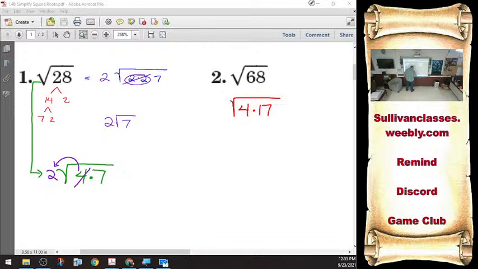What is the square root of 4? So, square root of 4 is 2. I take a 2 outside. This is 2 square root of 17. That's one way to do it.